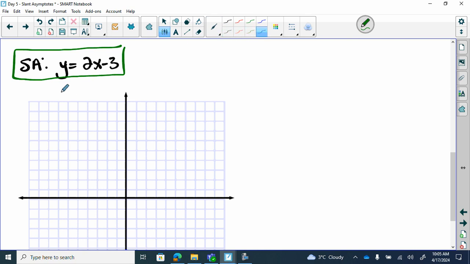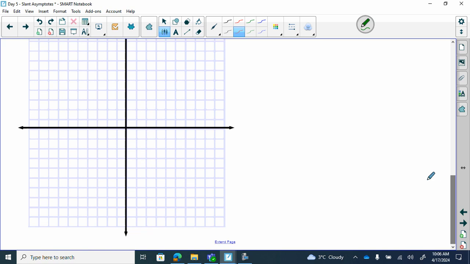So what's the slope of this line? 2. And what's the y-intercept? What's the b value? How do I use that information to graph that line? First thing I would do is I would start by putting the y-intercept at negative 3. I'd go 1, 2, 3 units down. And I'm just going to draw a small little red dot. Because realize this isn't actually my curve. This is going to kind of help steer my curve as I move to the extreme right or extreme left.